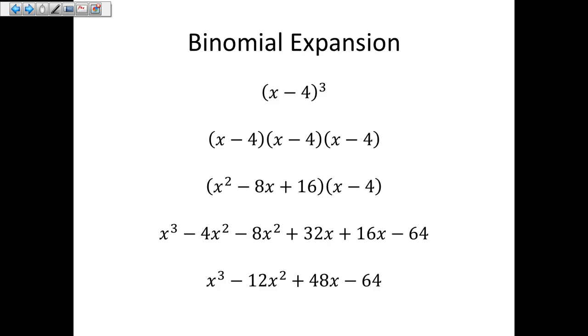Okay, so I want to cube x minus 4. That means that I need to go x minus 4 times x minus 4 times x minus 4. Okay, the first set, x minus 4 times x minus 4, I'll use the FOIL method to do that. I get x squared minus 8x plus 16. But I still need to multiply by the x minus 4. So I multiply everything through, I combine my like terms, and I have x cubed minus 12x squared plus 48x minus 64. Now, not real difficult work, but look at how many steps this took me to do.